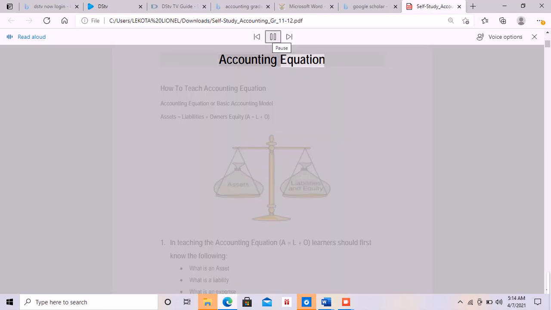Accounting equation. How to teach the accounting equation, or basic accounting model. Assets equals liabilities plus owner's equity, A equals L plus O.